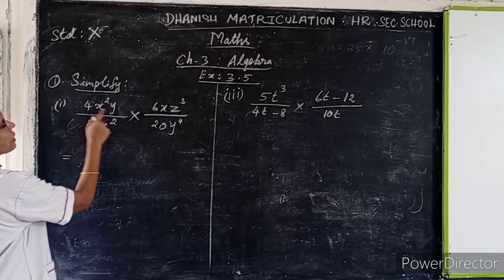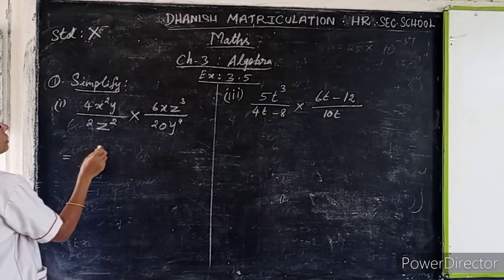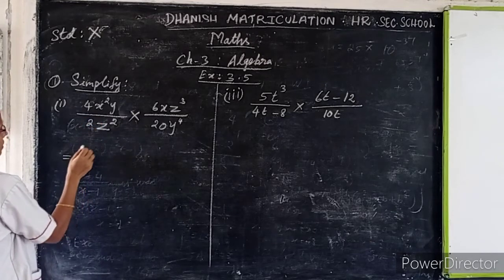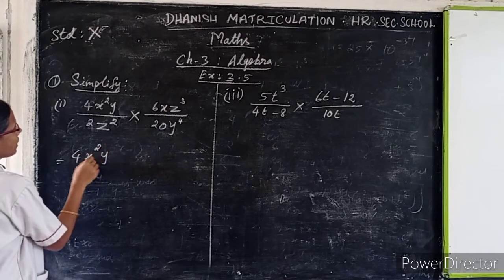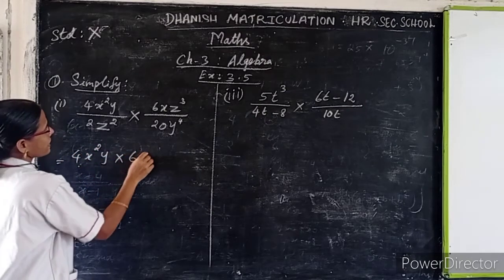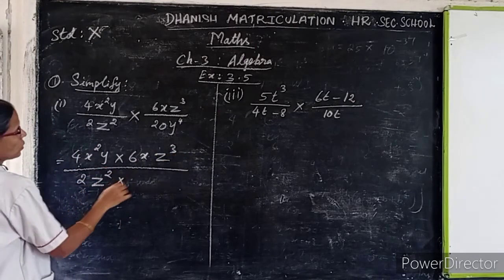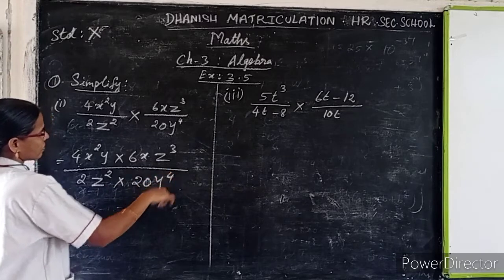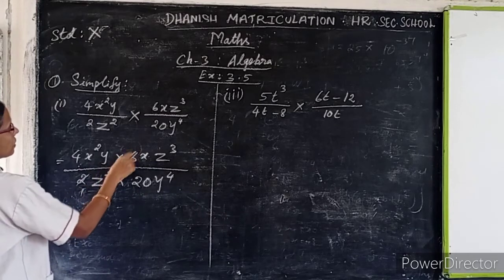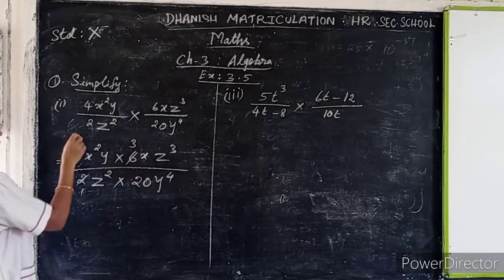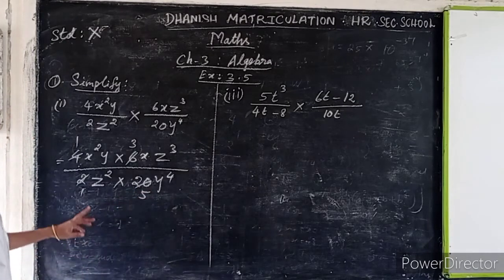Here x square, here x power 1. And in the denominator there is no x. So first eliminate the constant terms. 4x square into y into 6x z cube divided by 2z square into 20 y power 4. Cancel by the 2 table: 2 1 times, 2 3 times, 4 1 times, 4 5s are 20.